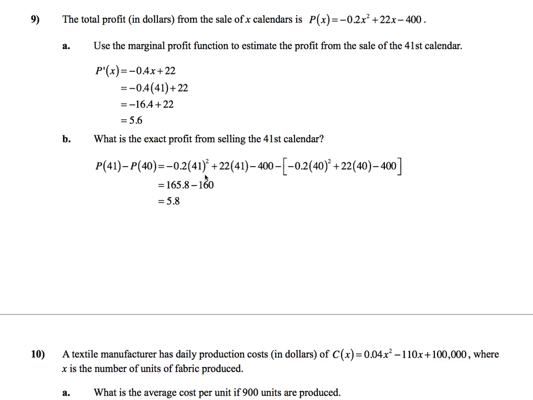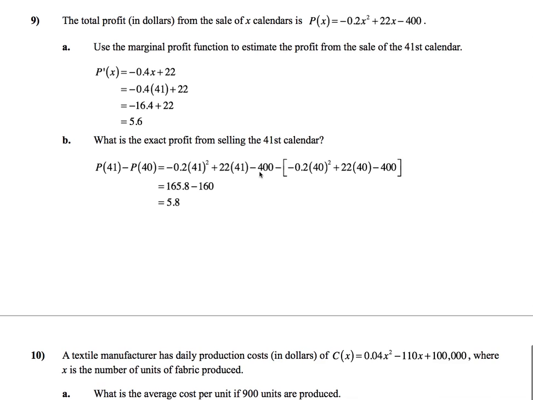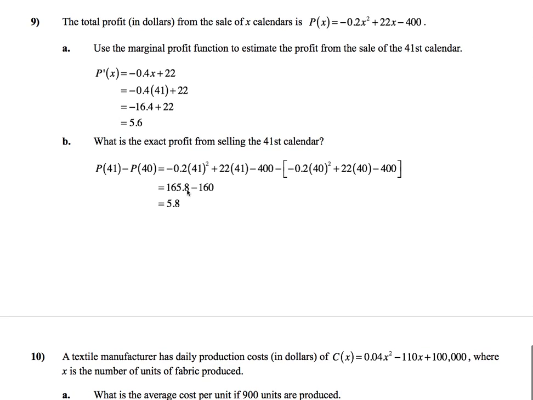And so I substitute 41 into the profit function now, not the derivative. I substitute it into the profit function, so I have 41 here, x squared is 41 squared, and I have 41 here, 22 times x, 22 times 41, minus 400. And when I simplify that, I get 165.8 dollars.